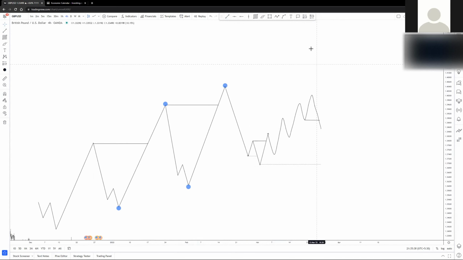Now, most people will look for confirmation entries from here. Will it work out? No, it's a weak low.